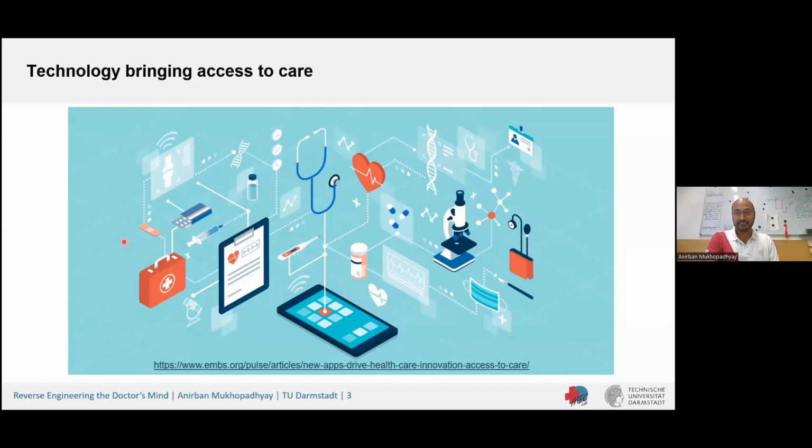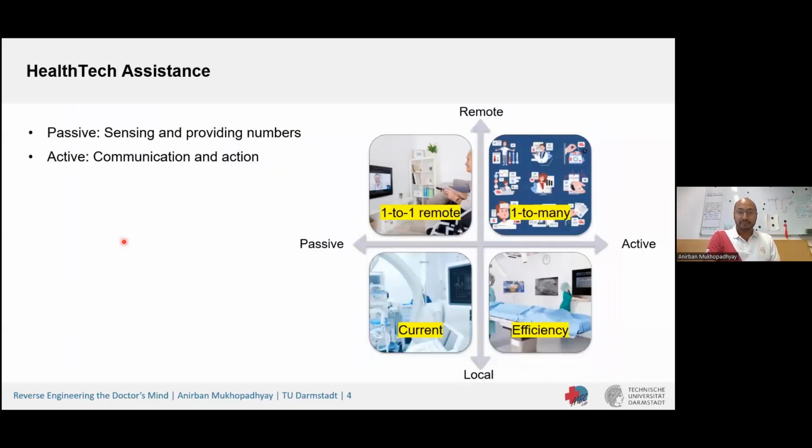in a global health context. But if we are talking about technical assistance, we can break it down into two types: passive and active assistance. Passive assistance would be sensing, providing numbers, which is what is currently available. The majority of the research going toward explainable AI and human-in-the-loop AI is trying to go from the current situation of passive assistance to active assistance at the local scale.